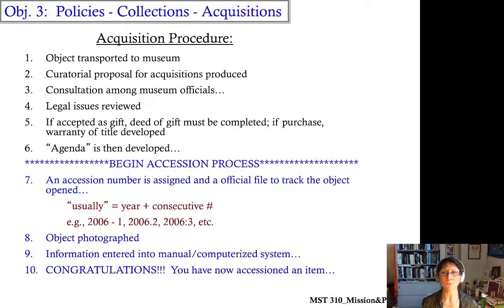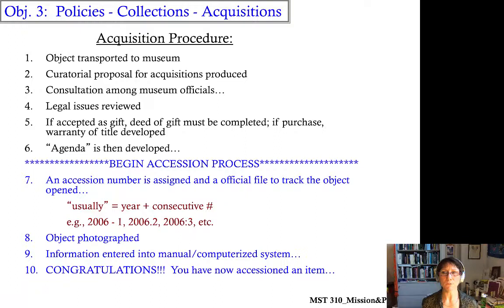Okay? And so I've got examples here of what if these objects were collected in 2006? Well, there's 2006-1, 2, 3. And museums differ on whether it's a dash, or a dot, or a semicolon, or a colon, or whatever. It's most often a dash.